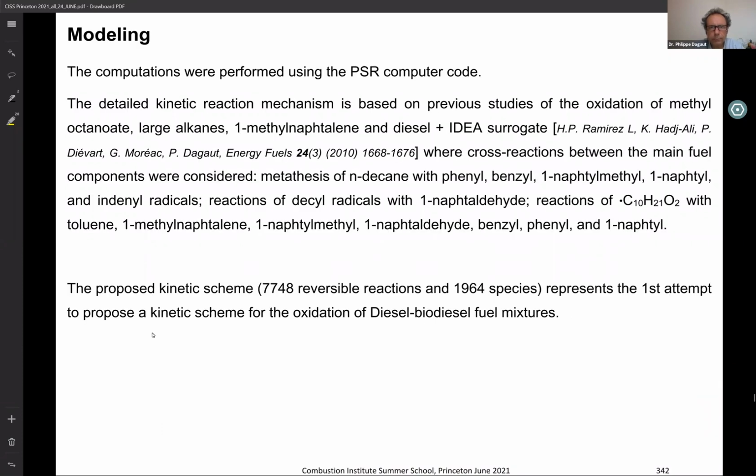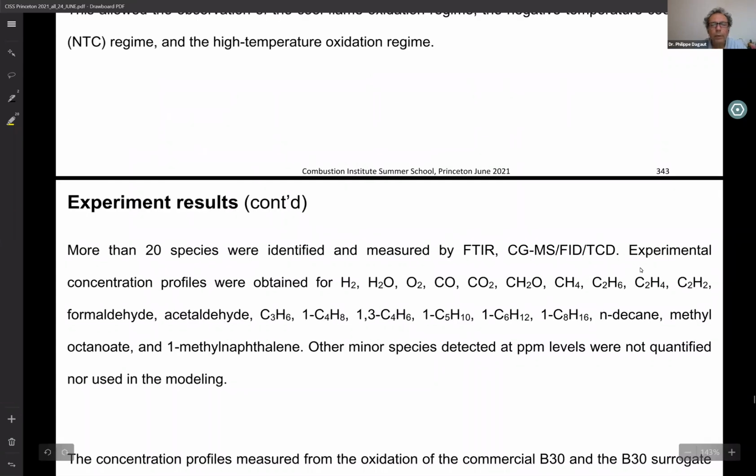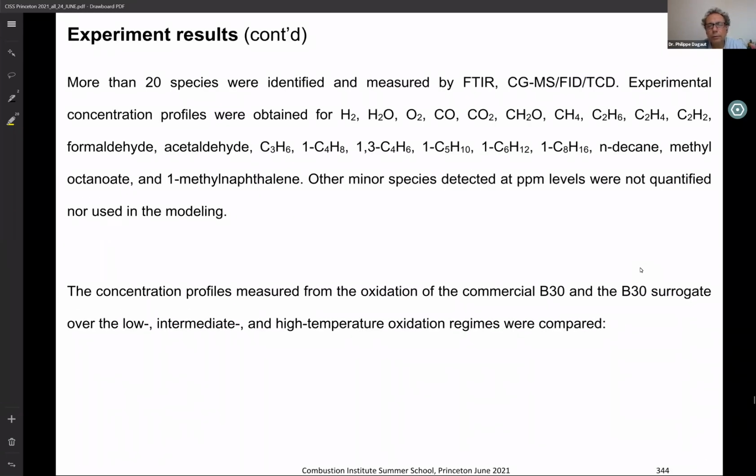So the computations were based on previous kinetic models. The size of the model is given here, about 8,000 reversible reactions and 1964 species. And the experiments were performed from fuel very lean to fuel-rich conditions, and at several pressures and residence times, 6 atmospheres, 10 atmospheres, 0.6 second, and 1 second. So many species were measured, so classical species, but also specific species from this mixture.